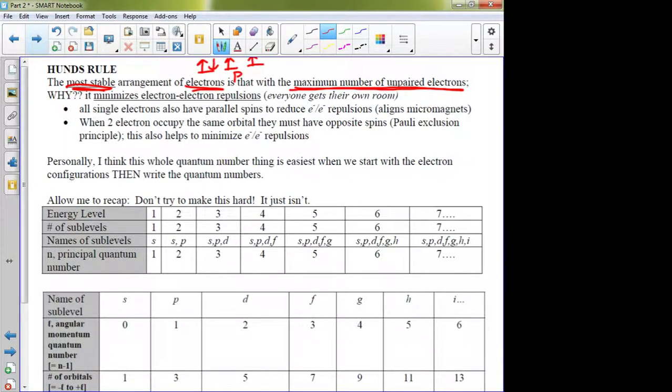Why? What is the charge of electrons? Negative. So when I put two of them together, I have two what charges? Two negative charges. What do we know about like charges? They repel. So why do we not want them to pair up? Because it minimizes the electron-electron repulsions. So the more electrons that we can keep unpaired, the less repulsions we have. Does that make sense? Yes? All right.